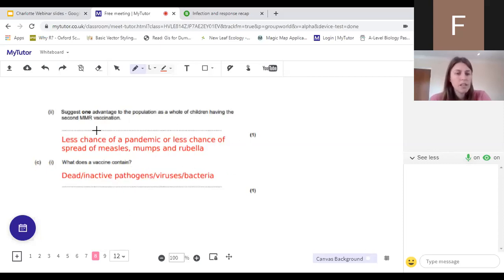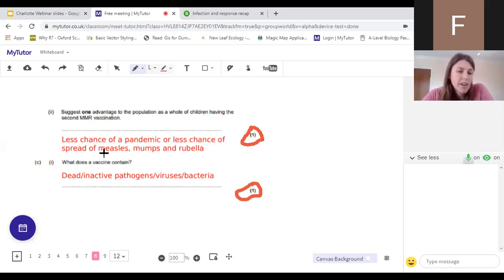Okay. So here's the answer now, both 1 mark. So they're very simple questions, quick answers. So less chance of a pandemic or less chance of the spread of measles, mumps and rubella is a big advantage to the population of children having the second MMR vaccine. And someone's also said that having herd immunity, that would definitely be an advantage.